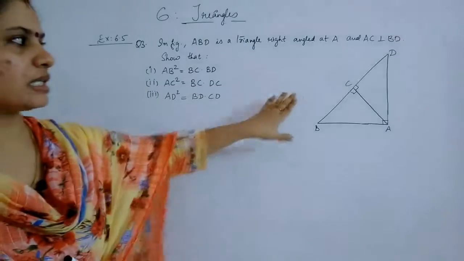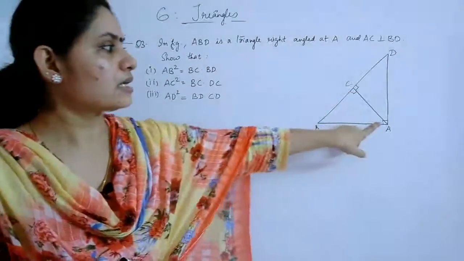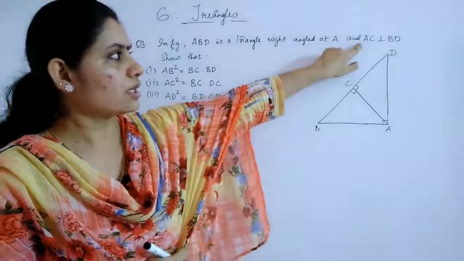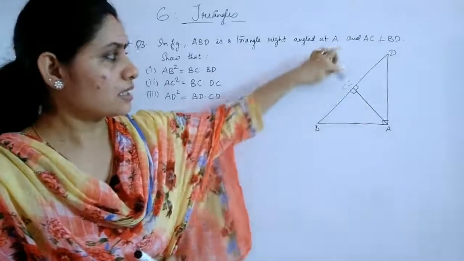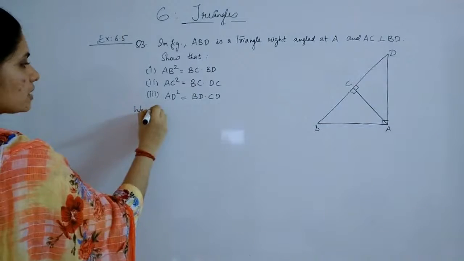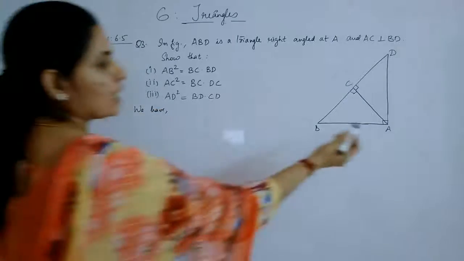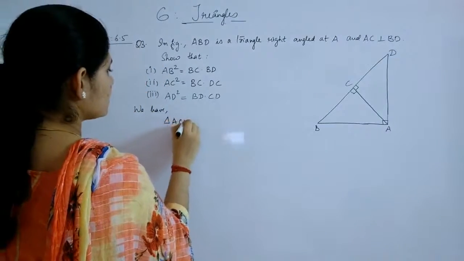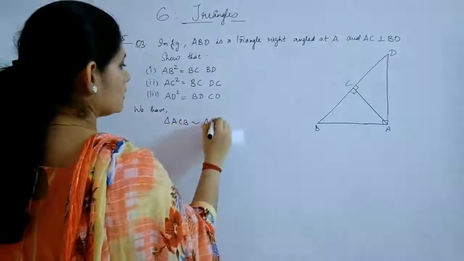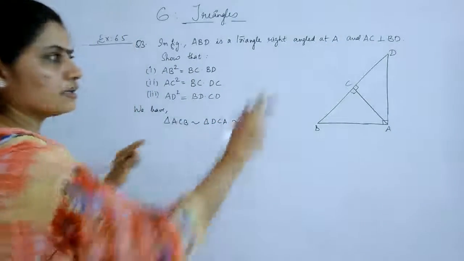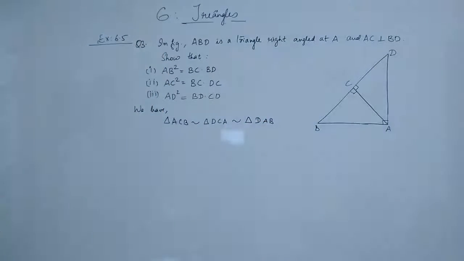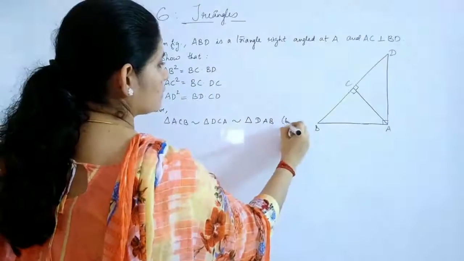So we will start with the concept from the theorem that if you have a triangle like this, which has a 90 degree angle, and a perpendicular AC is drawn like this, then you have three triangles that are similar. Which are the three triangles which are similar by the theorem? Triangle ACB similar to triangle DCA similar to the whole triangle, that is DAB. Okay, this is the concept which you get by the theorem.